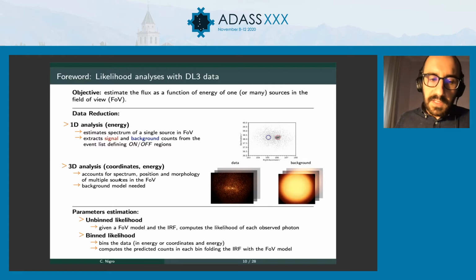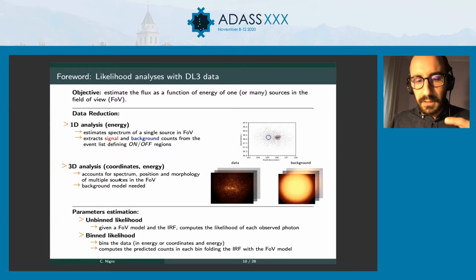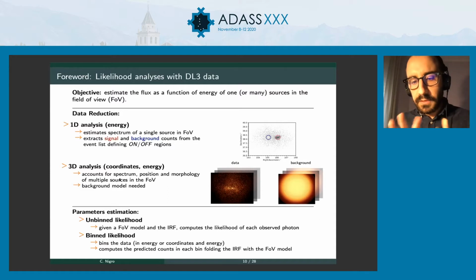And for the parameter estimation, we usually use either an unbinned likelihood. So given a field of view model, given a model of all the sources, positions, morphology, and spectra in the field of view, we can compute the likelihood of each observed gamma ray. Or we do a binned likelihood. It means that we bin the data in energy and coordinates. So we create a cube, as a matter of fact, a binned cube. And then we compute the predicted counts in each of these bins, folding the IRF with the field of view model.